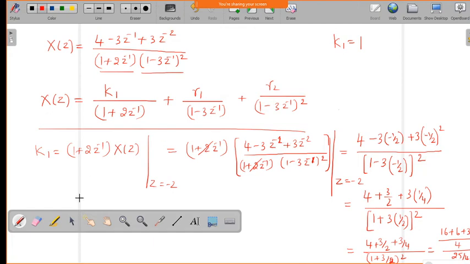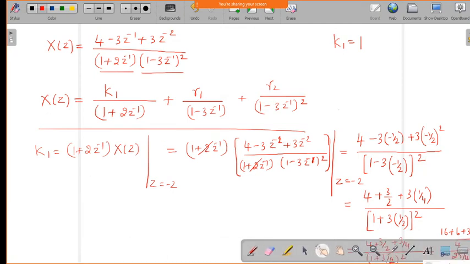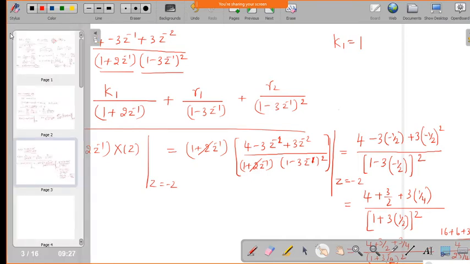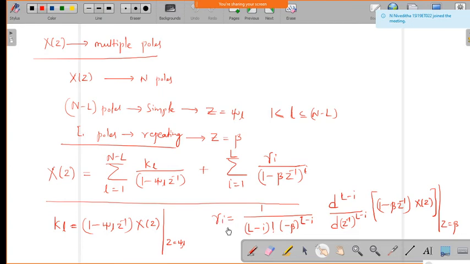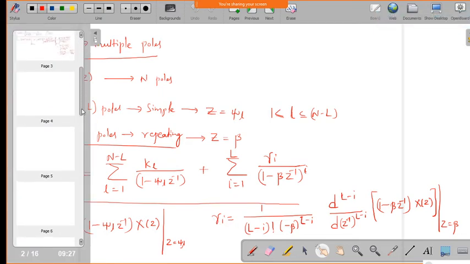Now we have to find out the values of gamma 1 and gamma 2. Use the expression we showed earlier for gamma i: put the values of i equal to 1 and 2, and you will get the values of gamma 1 and gamma 2. So now we can write that one.